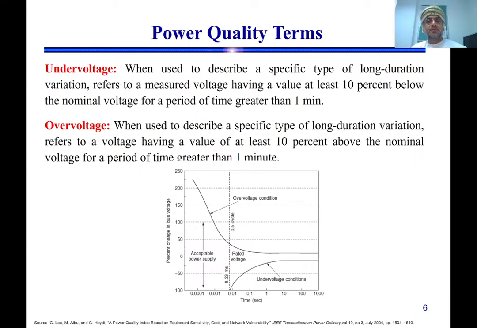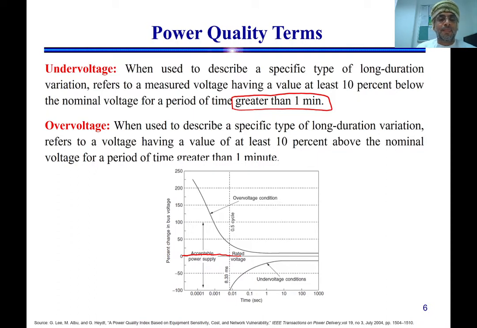Okay, we have talked also about the under voltage and over voltage. So under voltage is used to describe a specific type of long duration variation, referring to a measured voltage having a value at least 10% below the nominal voltage. For example, over here, this is our rated voltage. So any voltage below that, we call it under voltage condition. And of course, we call it under voltage if the time is more than 1 minute. If the time is less than a minute, then we call it voltage sag.